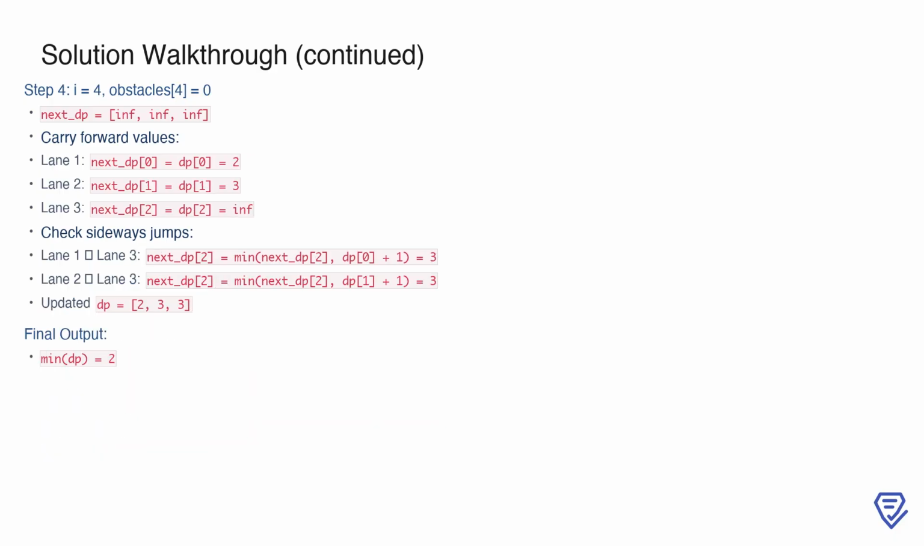At position 4, there are no obstacles, so we calculate next_DP for all lanes. Starting with carry forward values, lane 1 retains the value 2, lane 2 retains the value 3, and lane 3 retains infinity. Now, we calculate sideways jumps. From lane 1 to lane 3, the cost becomes 3, and from lane 2 to lane 3, the cost also becomes 3. This gives us a final DP of 2, 3, 3. To determine the minimum sideways jumps required to reach the end, we take the minimum value from DP, which is 2.